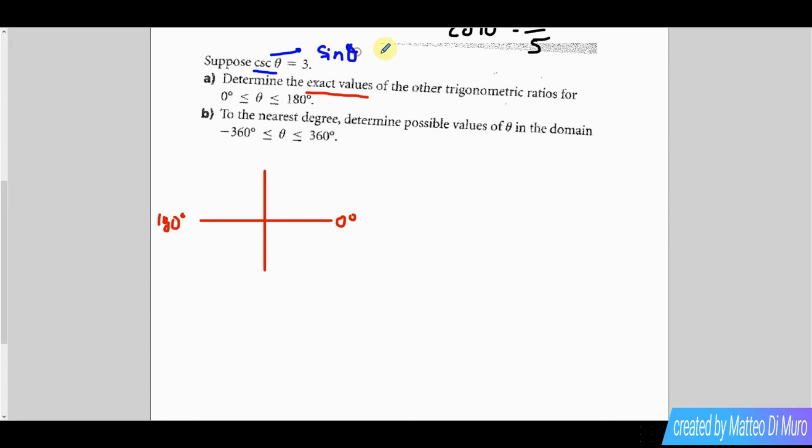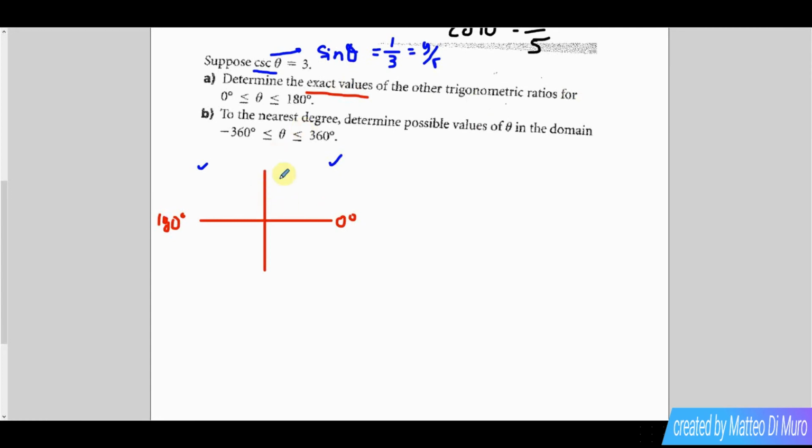Right, so we know that sine theta, if we do the reciprocal of 3, we get 1 over 3. Okay, so that's a lot more useful for us because we know that sine theta is the same thing as y over r. So we could go and construct a triangle in quadrant 1 and in quadrant 2 because sine theta needs to be positive. And it's positive in those 2 quadrants, and we can go find all the other exact values of all the other trig ratios. So that's a long question.